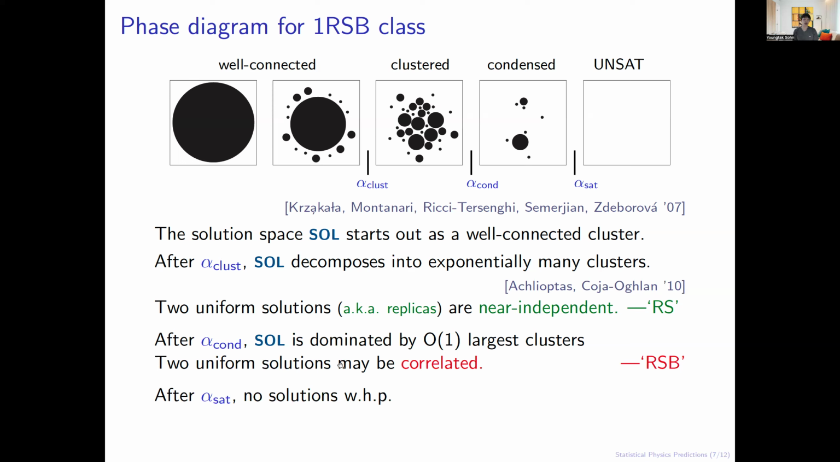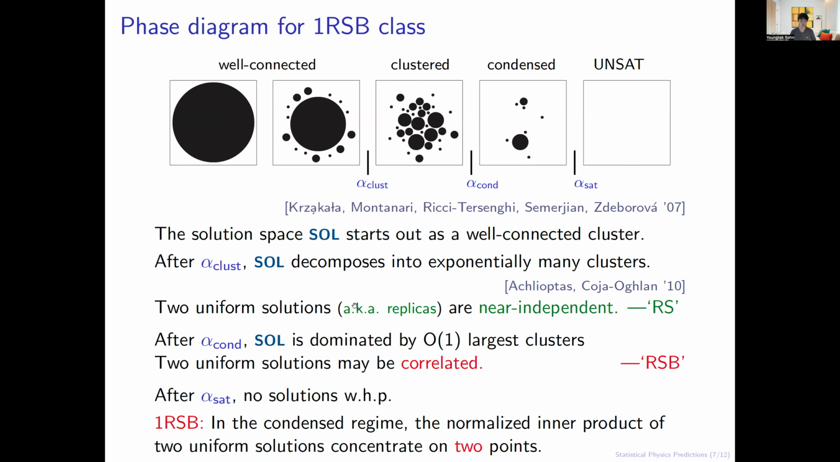Finally, after alpha SAT, there is no solution with high probability. And these models are called 1RSB because in the condensed regime, if you measure the normalized inner product of two uniform solutions, they concentrate on 2 points according to whether these two solutions are in the same cluster or in a different cluster.